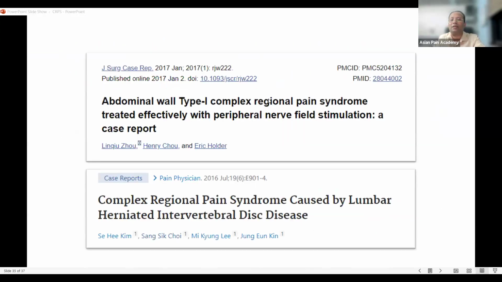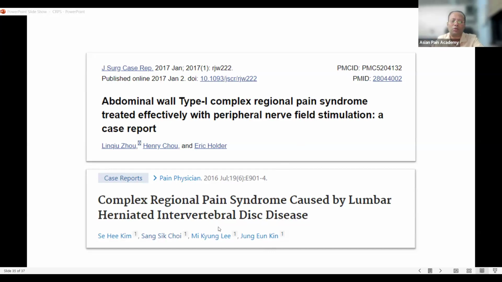The only important thing is that we know CRPS of hand or leg extremities, but you cannot say that 100% of CRPS are in the extremities only. Abdominal wall CRPS, that also we saw. And then lower back CRPS has been reported. I myself have seen CRPS of the shoulder, back of the shoulder, and CRPS of thighs, and treatment is the same.